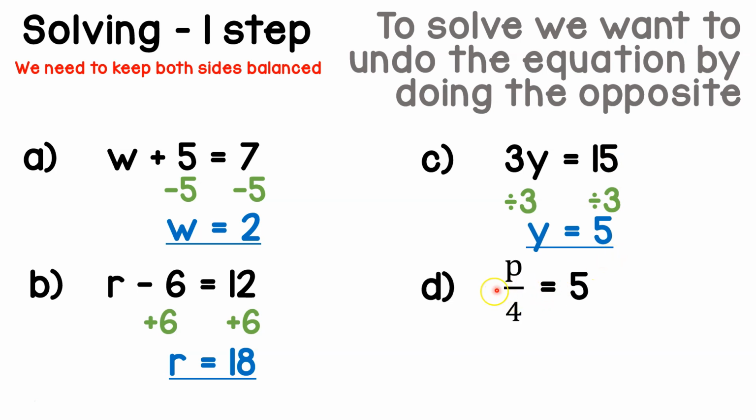Finally, this line, remember here in algebra means divide, so we've got p divided by 4 equals 5. Now what's the opposite of dividing by 4? Well, it's timesing. So we times both sides by 4, and that becomes p equals 20.